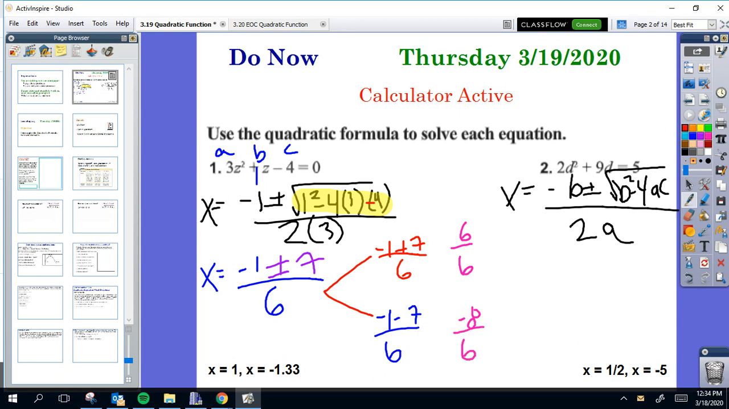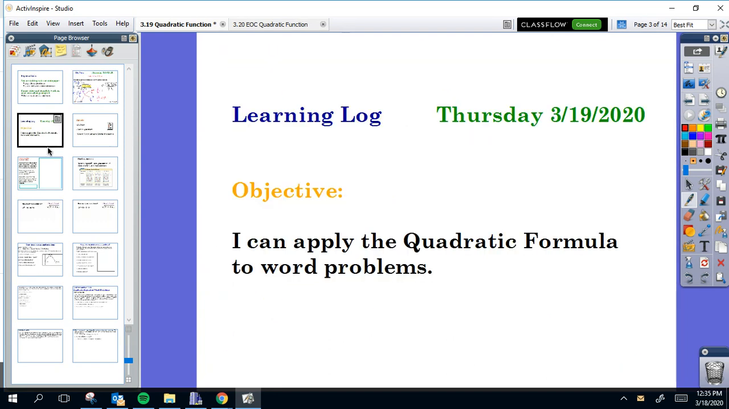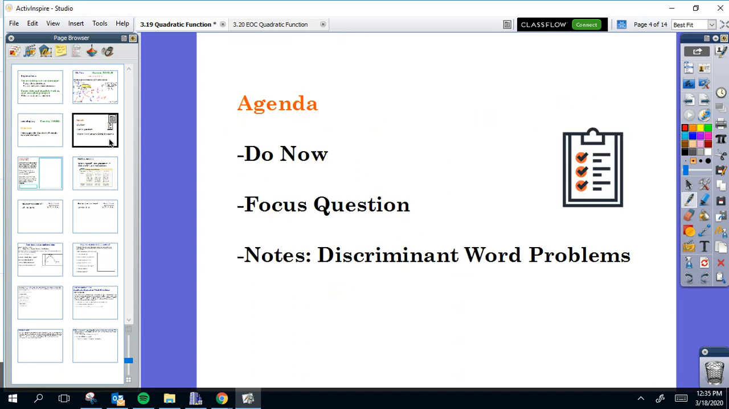And when I simplify these, this equals 1, just like I have here. And this equals negative 1.33 continuous, just like I have there. So make sure that you did number 2 correctly, and you should have gotten 1/2 and negative 5. All right, so nothing new really from yesterday, except for we're going to use the quadratic formula and apply it to word problems. We're going to go over a focus question and some real quick notes on the discriminant and word problems.